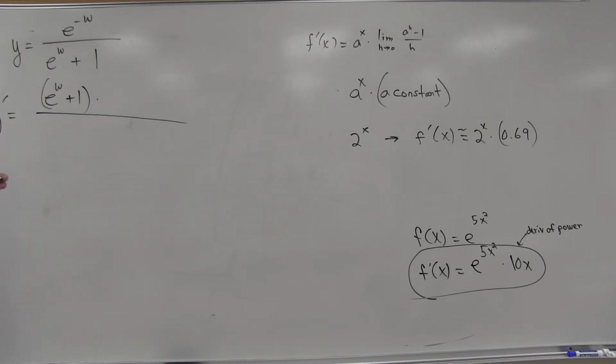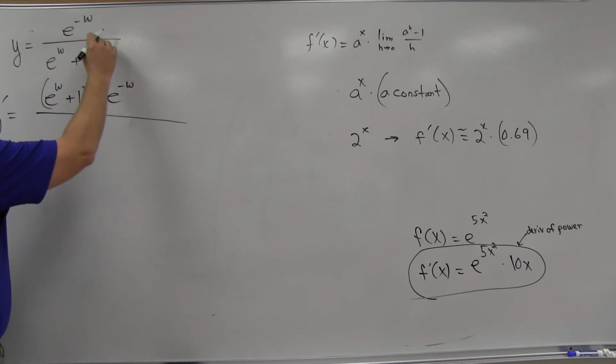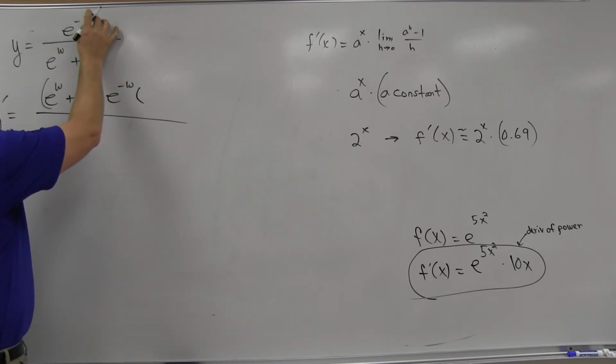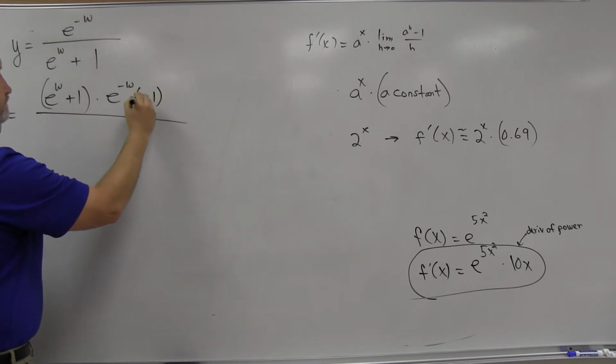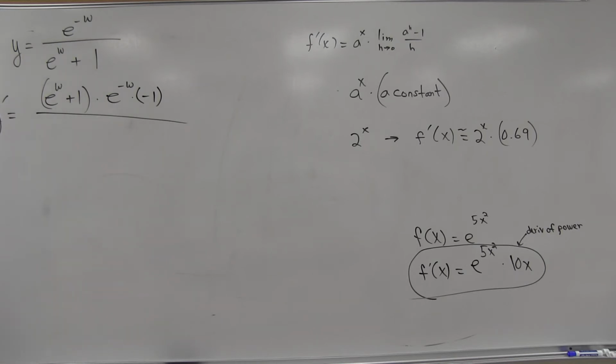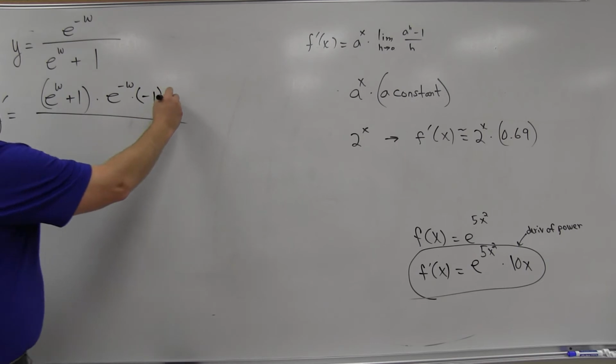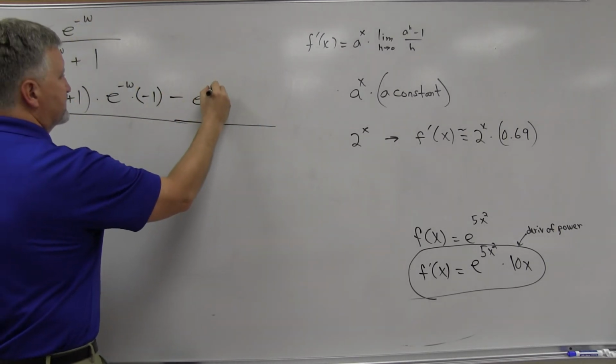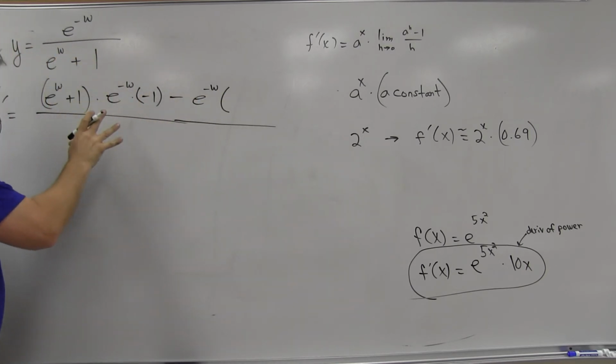Well, that's kind of like the one we just did. E to the minus w, well, the derivative is itself. But since the top is not just w, I also have to do the derivative of the power. So what would be the derivative of the power? Negative 1. So it's e to the w plus 1 times e to the minus w times negative 1. Switch those up. So that's low d high minus high, e to the minus w times the low, okay?